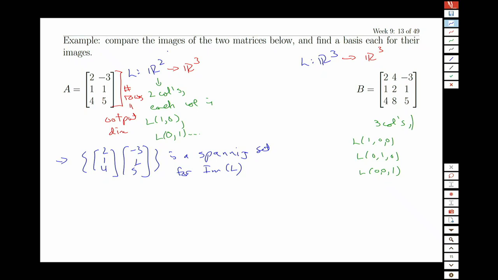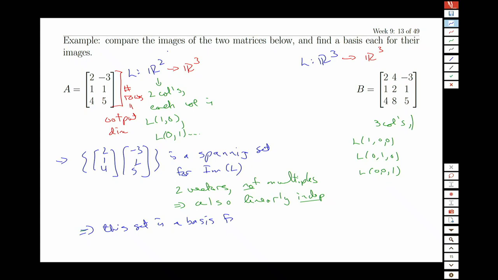Then we want to check that second criterion. Is it linearly independent? So this set of two vectors, is it linearly independent? Yes or no altogether? Yes. Yes, absolutely. Two vectors, not multiples. That means that they're also linearly independent. And that implies that this set is a basis. A basis for what? For the image of A.